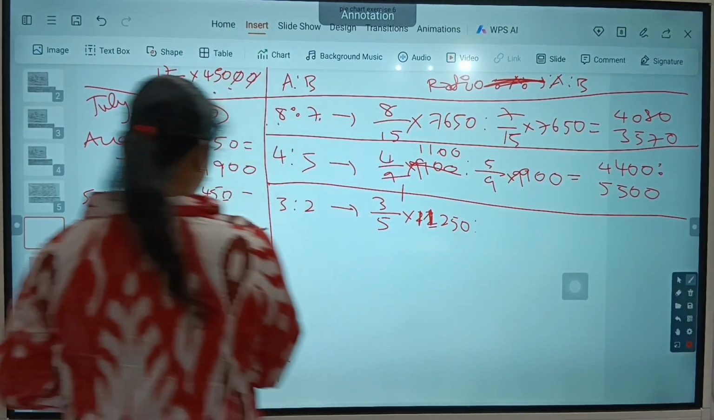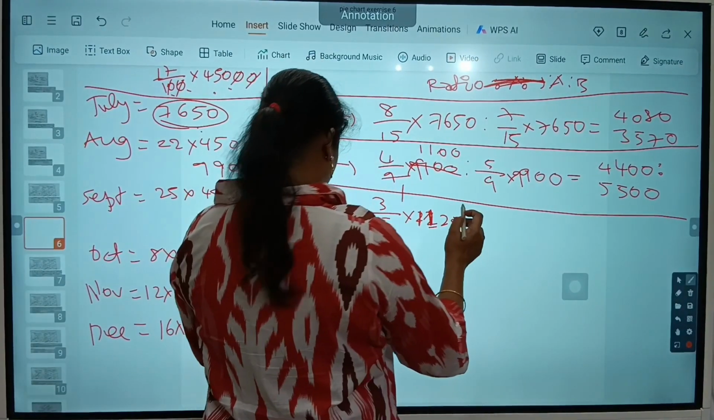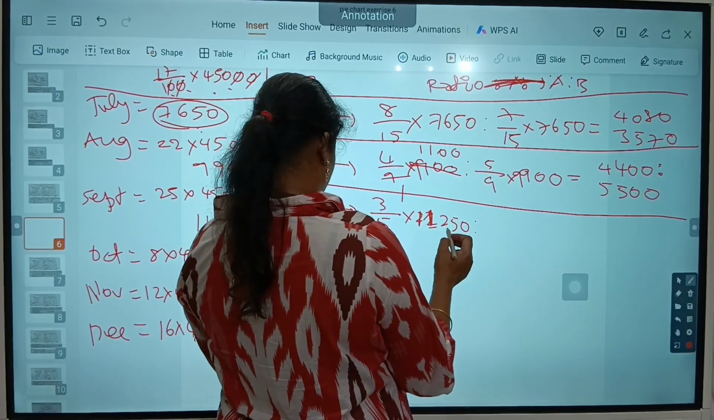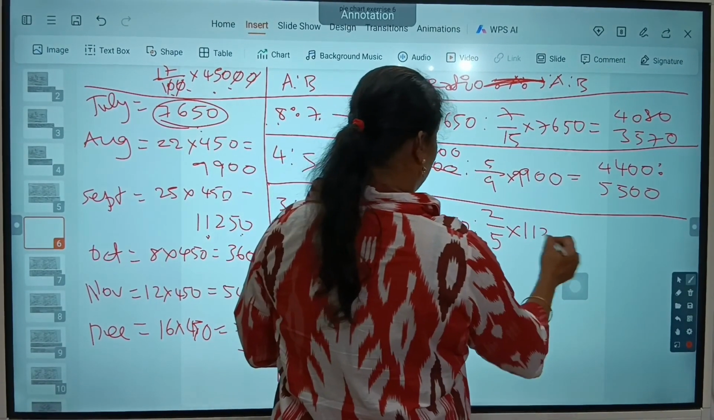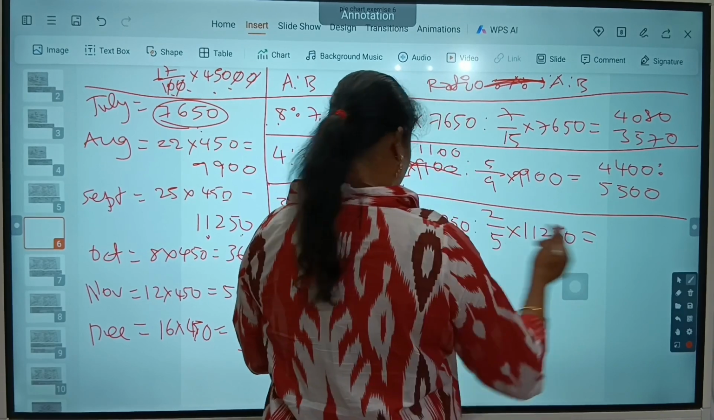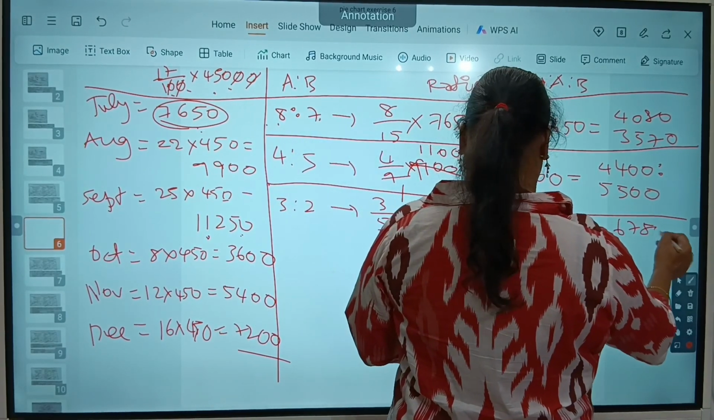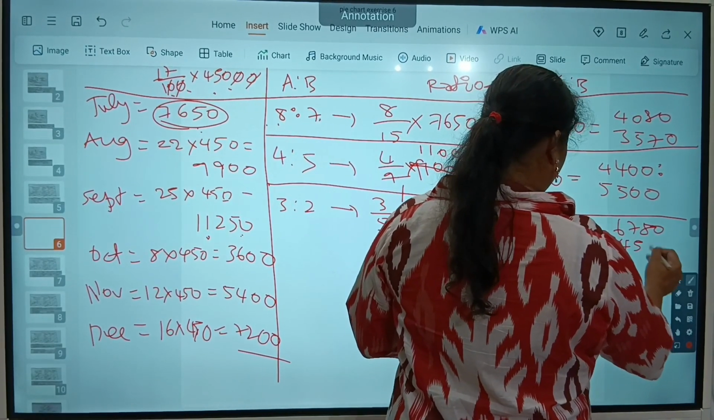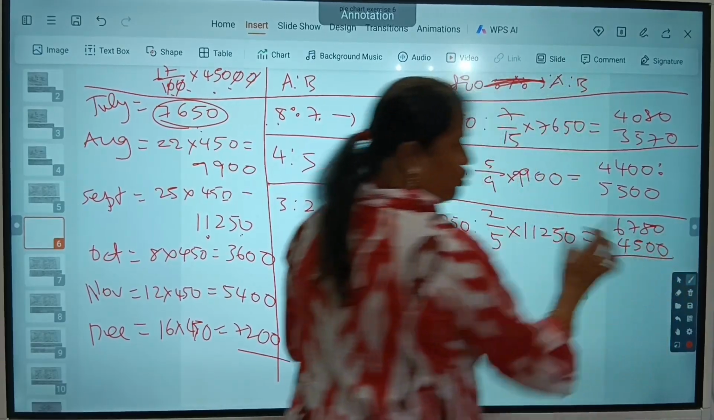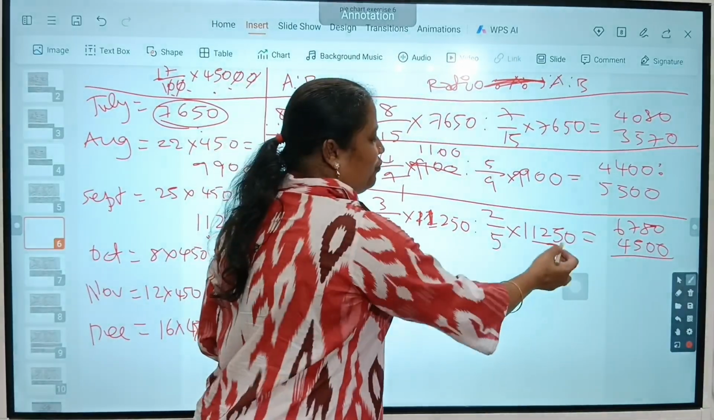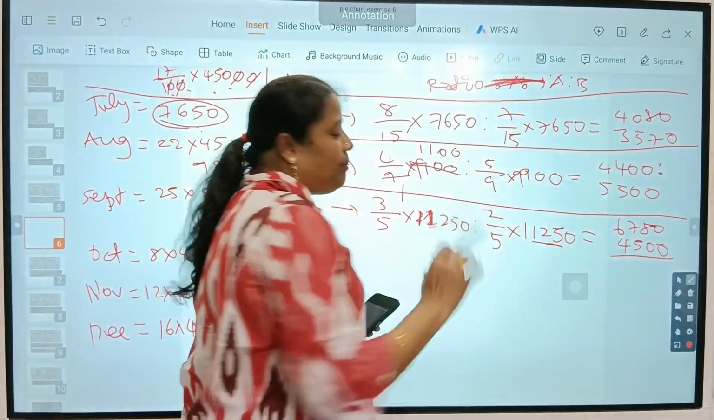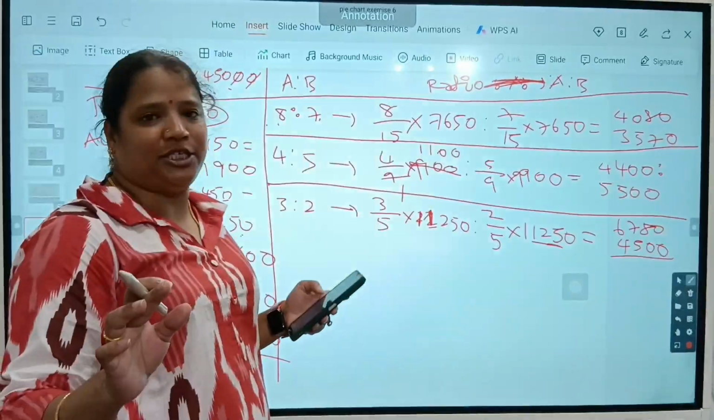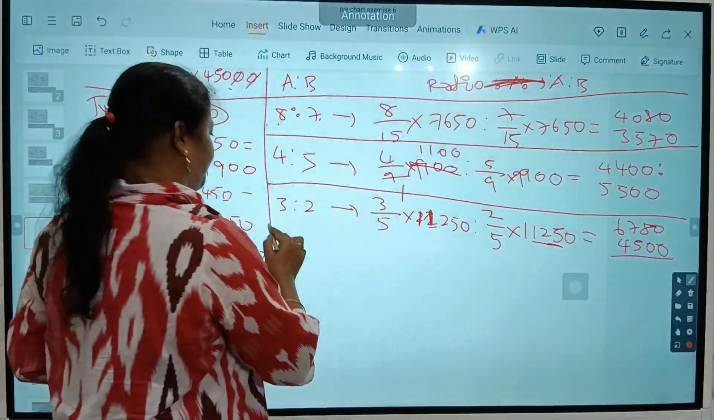And 2 by 5 into 11,250, which is equal to 4500. You have to add up these two values. If you are getting 11,250, then you did the correct calculation. If you are getting some other answer, then you made a mistake. Again you have to calculate.